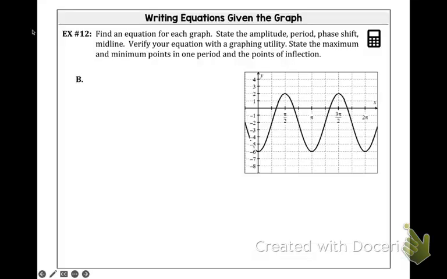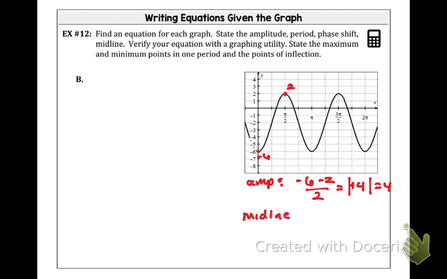Find an equation for each graph, state the amplitude, and yep, same thing. Okay, so we have a max of 2, minimum of negative 6. So my amplitude is going to be halfway in between that, so 2 minus negative 6 cut in half. It's going to be 4. Our midline, for my d, is going to be negative 6 plus 2 cut in half, so negative 4 divided by 2 is negative 2.